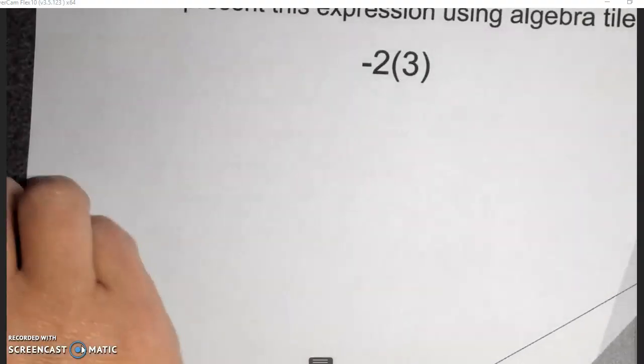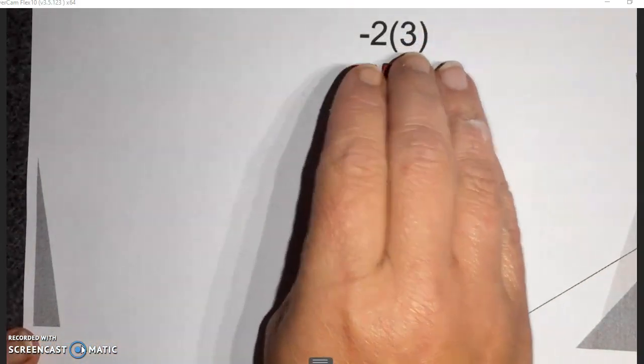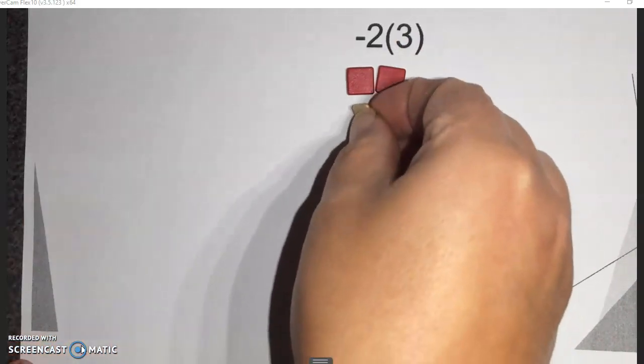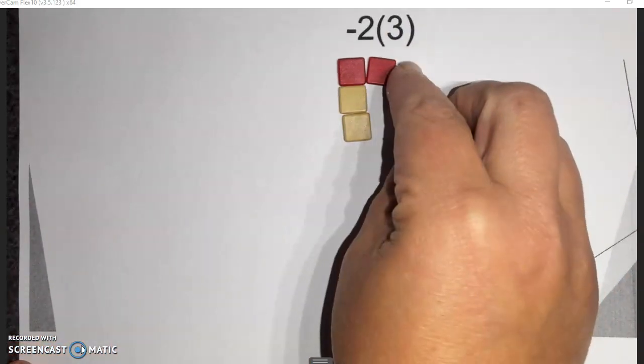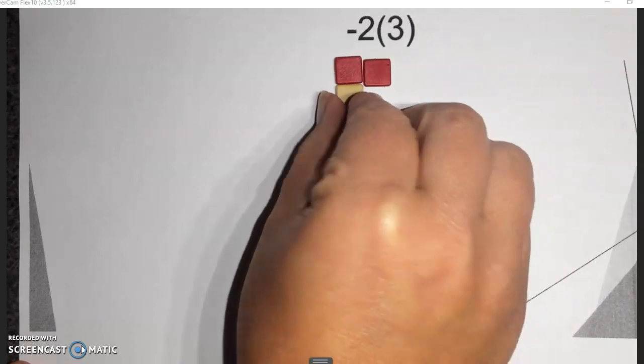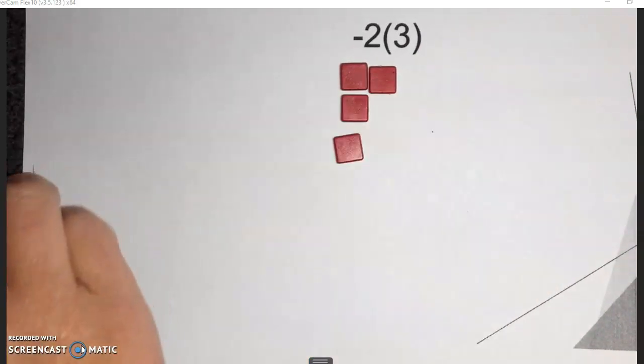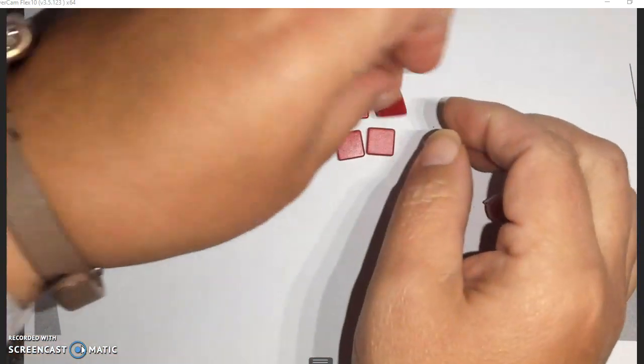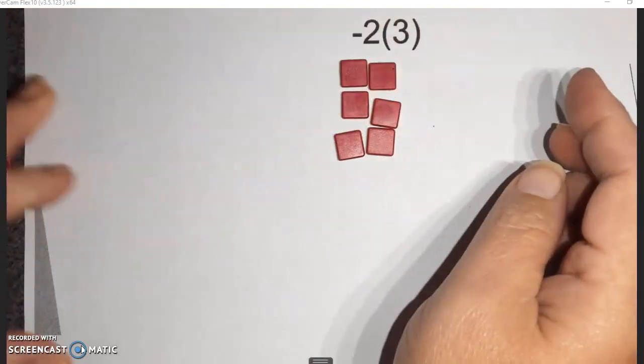Here, negative 2 times 3. Well, if any of them is negative, it's going to make all of them negative. And you fill in, and you get negative 6.